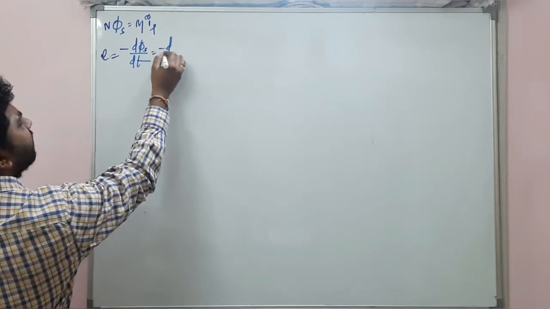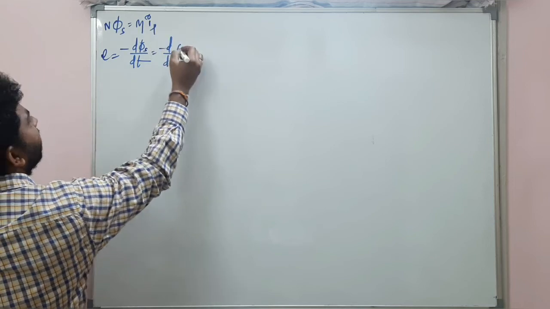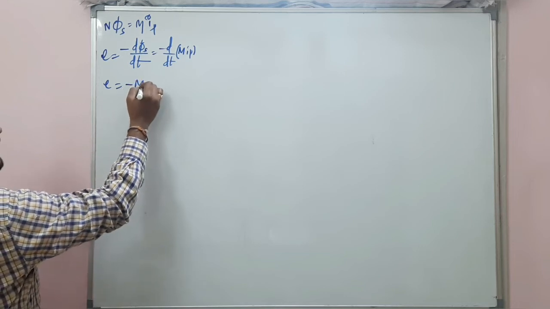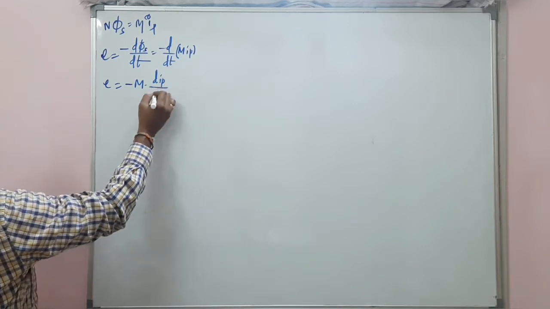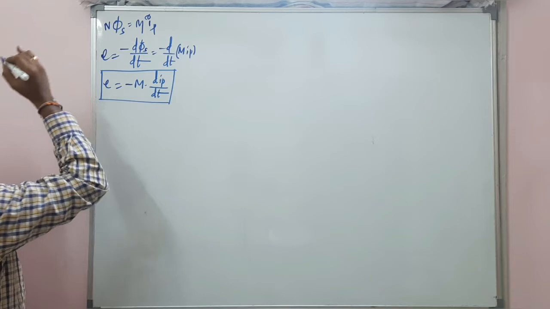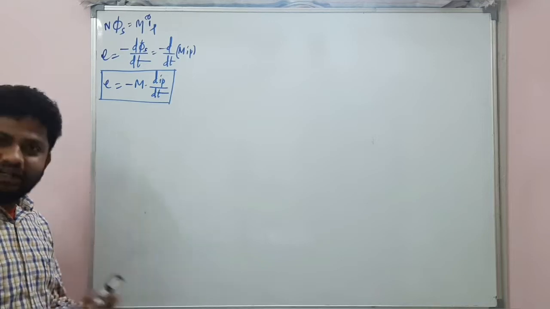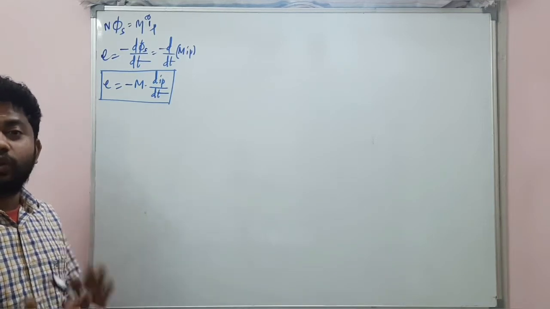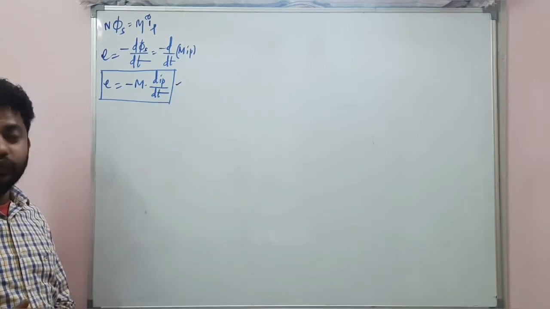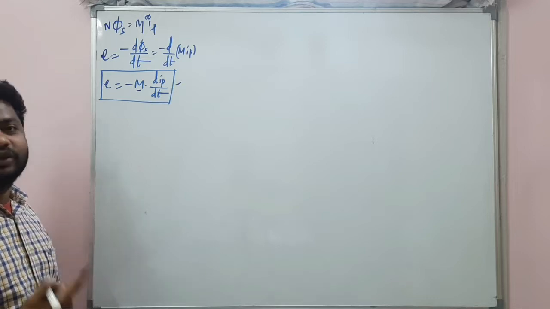So I can also write this as -d/dt of, if you take the number of turns as 1, then that will be M times I_p. So finally E = -M dI_p/dt. This is the induced EMF produced due to the mutual inductance. Induced EMF will be produced in the secondary coil, the coil kept very close to the primary one, due to mutual induction and the current passing through the primary coil.